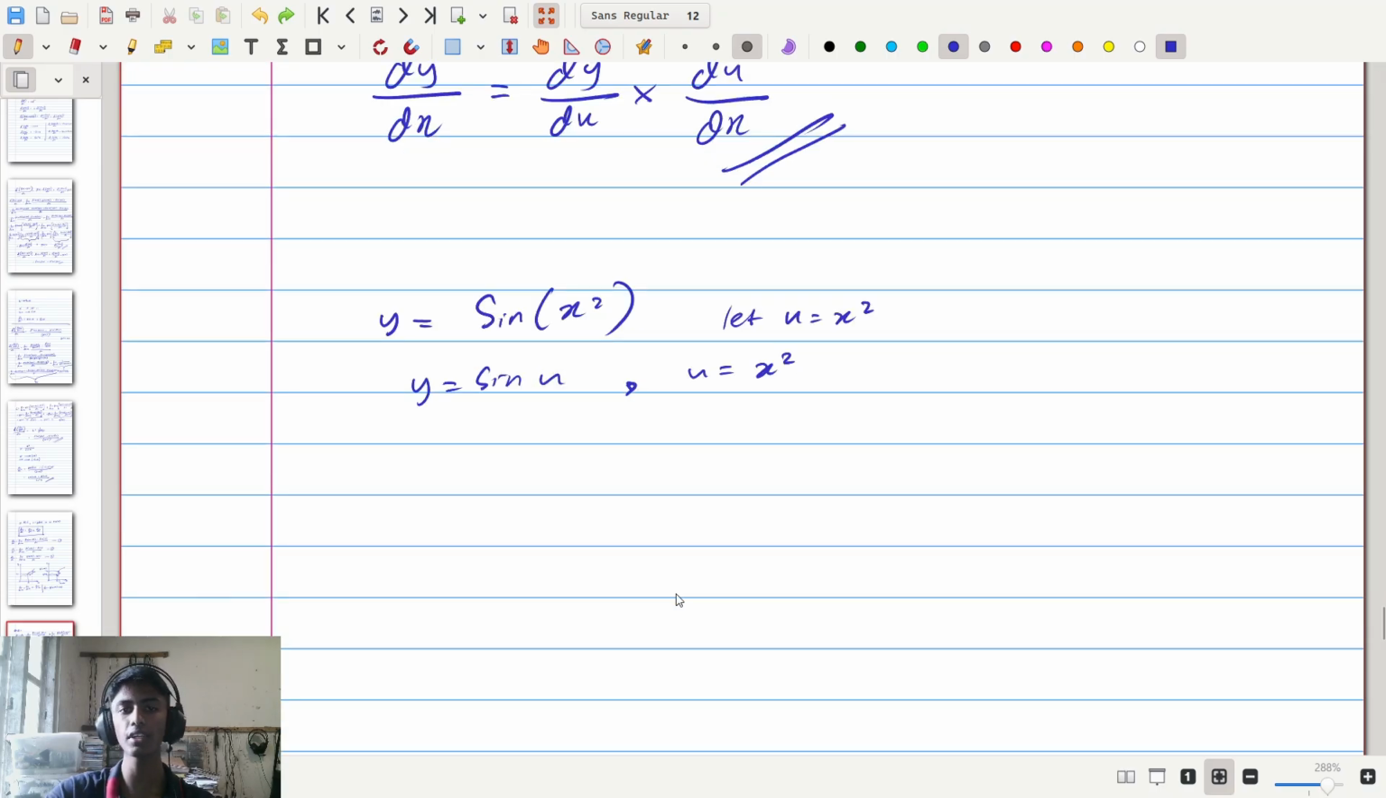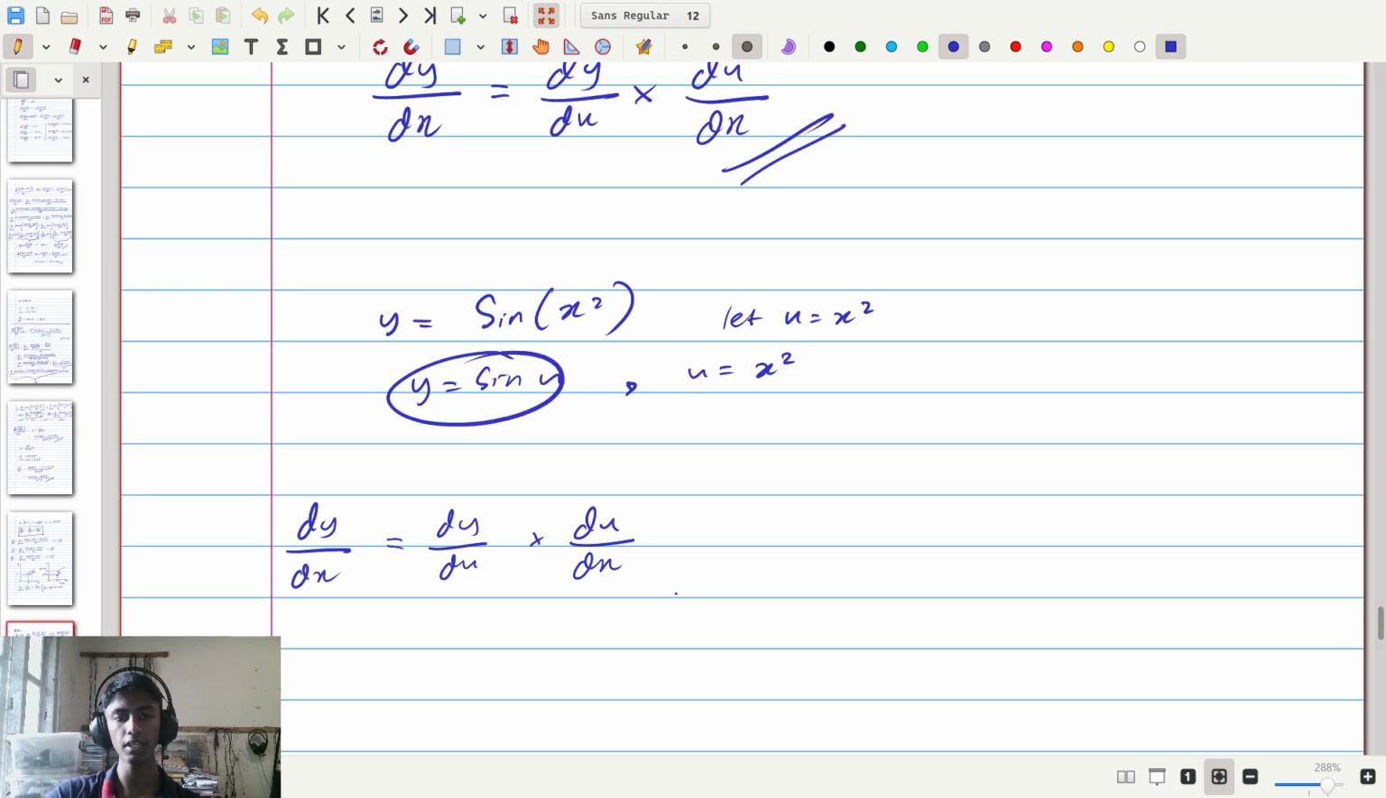What we're interested in here is dy by dx. Dy by dx, according to the chain rule, is equal to dy by du times du by dx. So, finding dy by du: according to this first equation, we know that the derivative of sine of anything is the cosine of that thing. So dy by du here is going to be equal to the cosine of u.